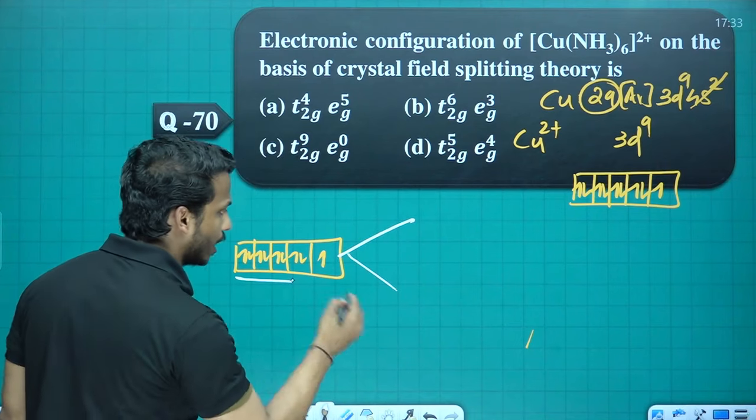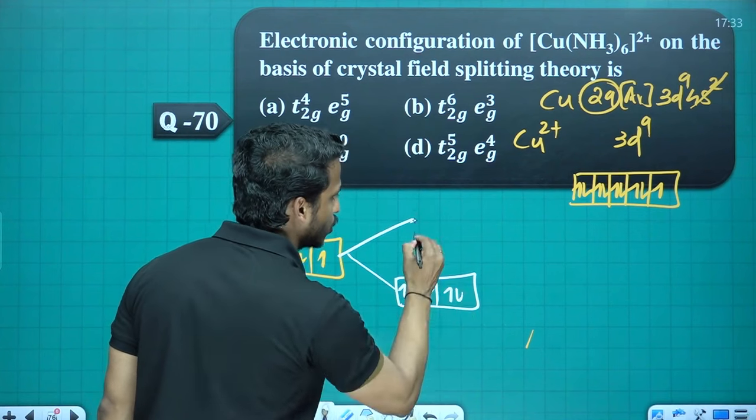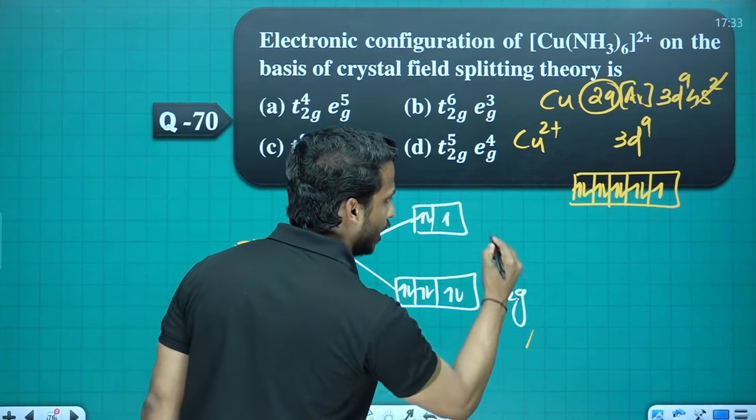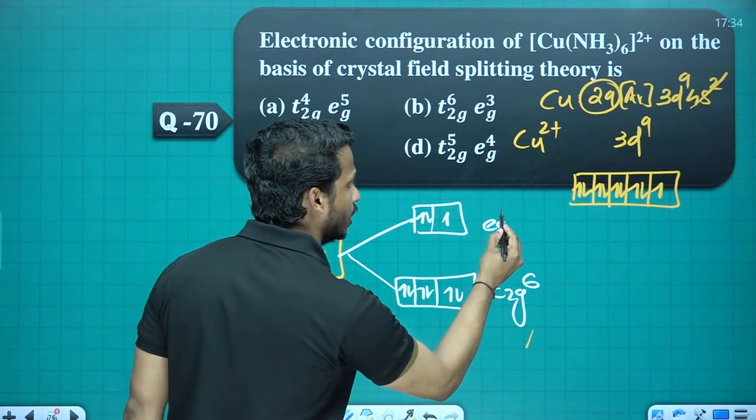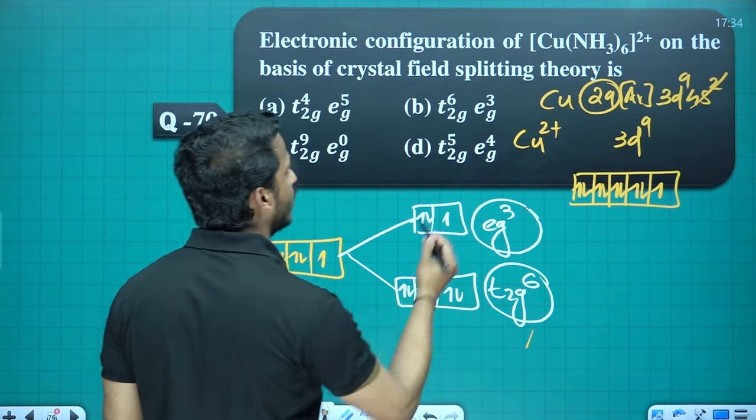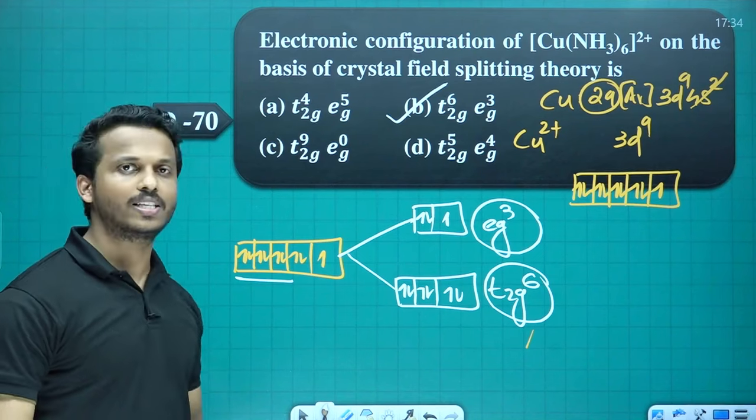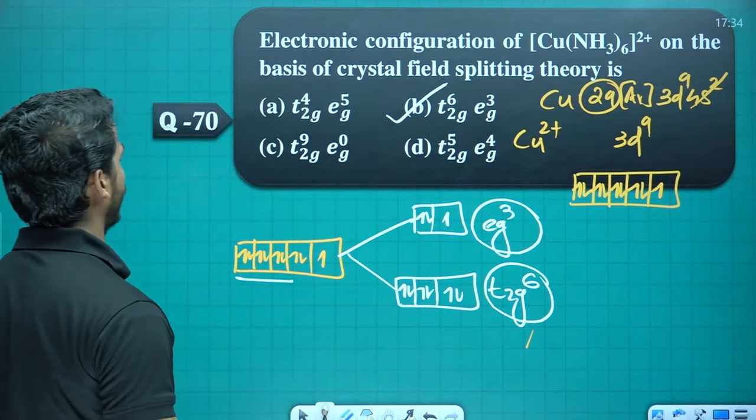The first 3 orbitals go down, the last 2 orbitals go up. You know, this is called t2g and this is called eg. How many electrons in t2g? 6 electrons. Eg only 3 electrons. T2g 6, eg 3. Option B can be suggested. This is the crystal field theory related question.